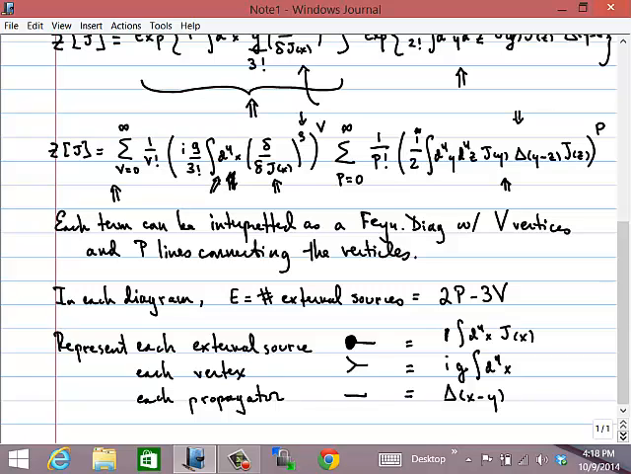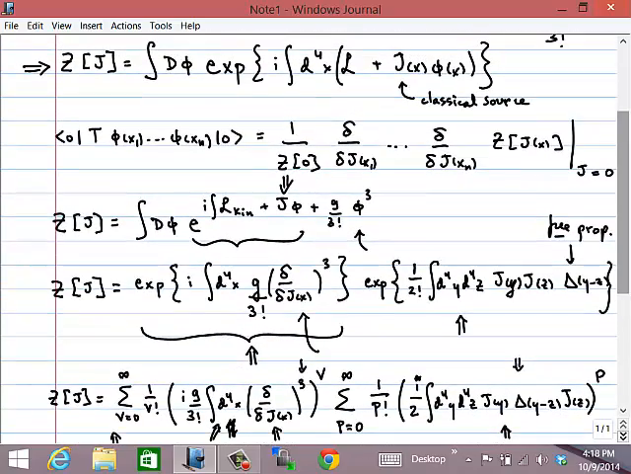Now, at the end of the day, we're computing Z of J. When you want to compute an actual correlation function, say a 2-point function, then you're going to be looking for the terms which have precisely 2 external sources, that is to say 2 powers of J, so that when you take 2 of those variational derivatives with respect to J in this formula right here, you'll be picking out precisely the 2-point function.